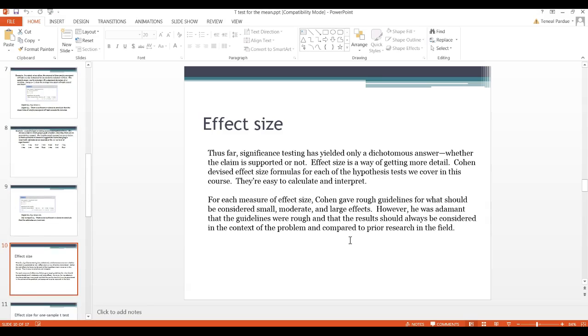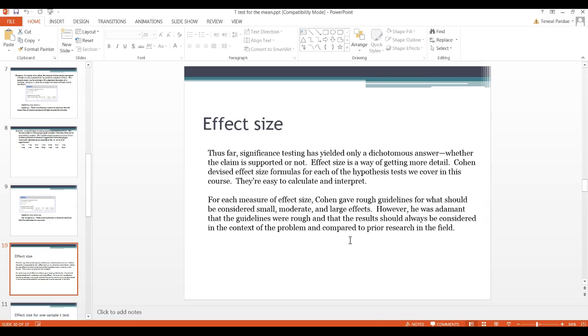Let's talk now about effect size. Every hypothesis test that we're going to do has an effect size to go with it. There's a statistician named Jacob Cohen who came up with effect size formulas for each of the hypothesis tests that we're going to cover.